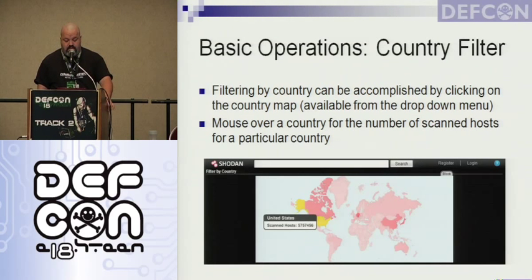On the country filter, if you mouse over a country, the country will turn yellow, and it'll tell you how many hosts have been scanned in that country. So for example, here in the United States, some ridiculously large number.